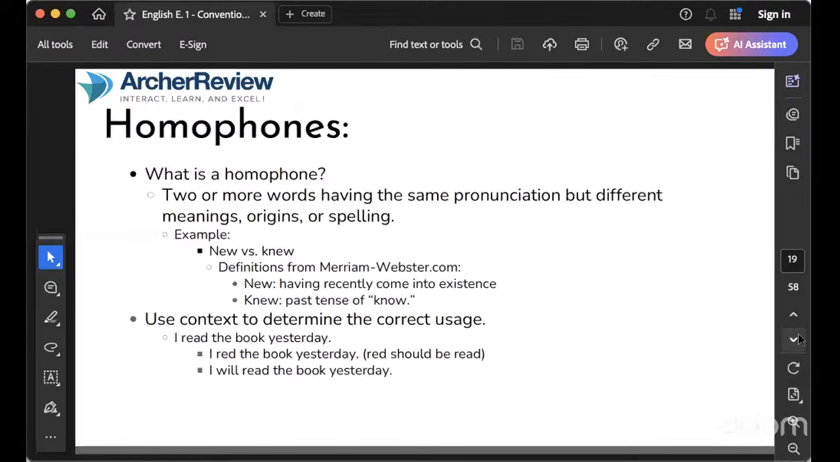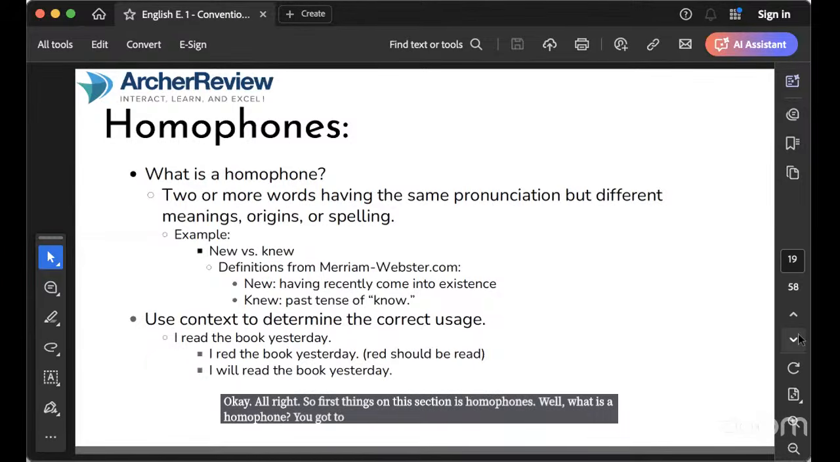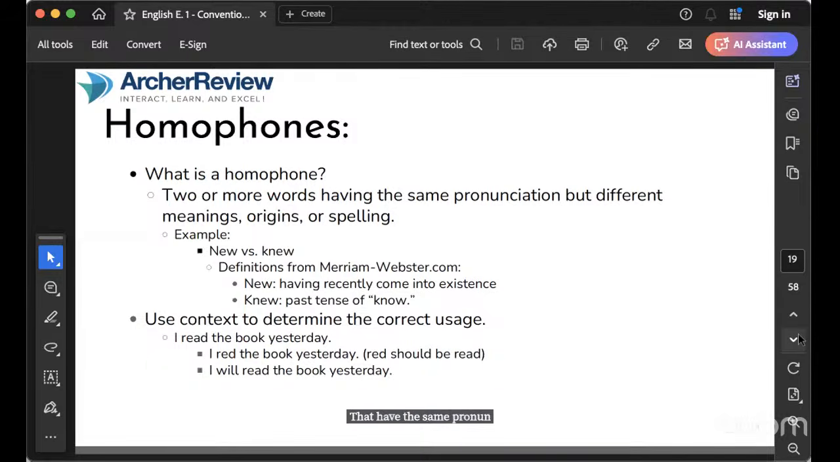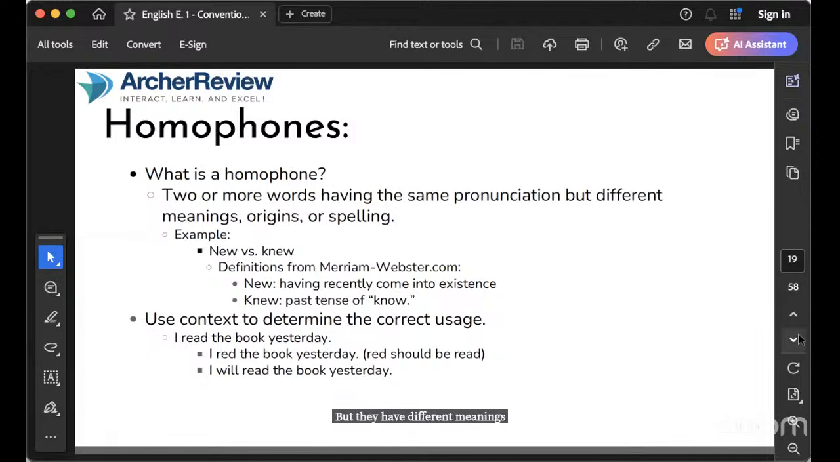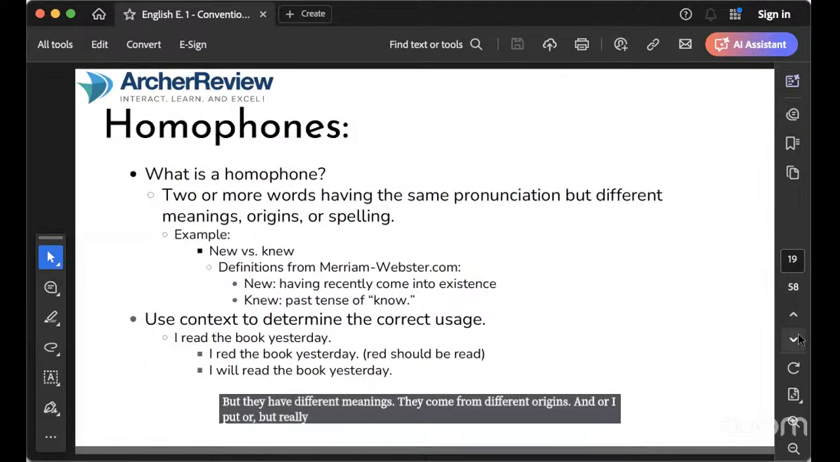Okay. All right, so first thing in this section is homophones. Well, what is a homophone? You've got to know the terminology in order to understand what you're looking for. This is where you have two or more words that have the same pronunciation. That means when you say them out loud, they sound just alike, but they have different meanings. They come from different origins, and/or, I put or, but really it could be and/or, they have different spellings. Okay?